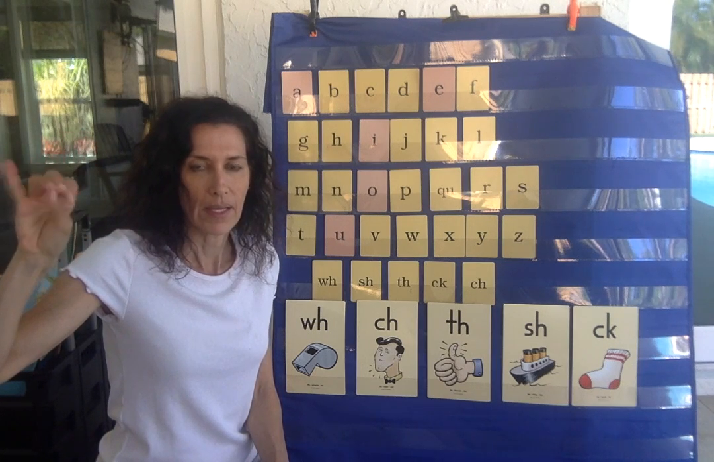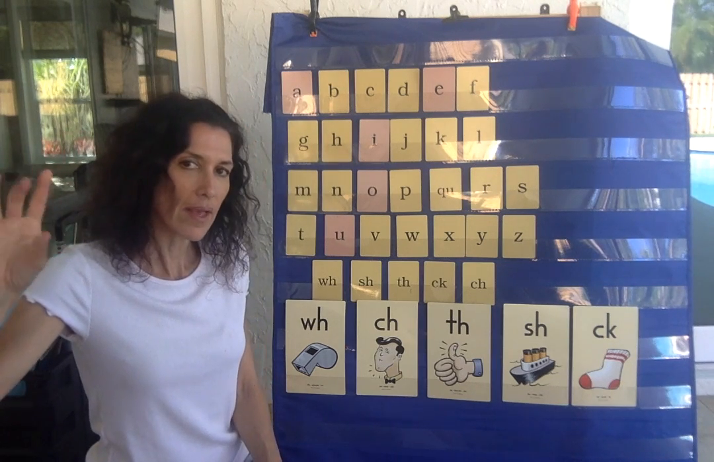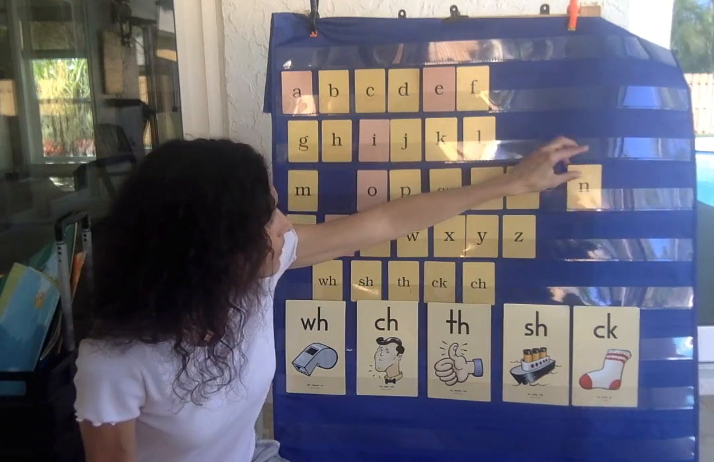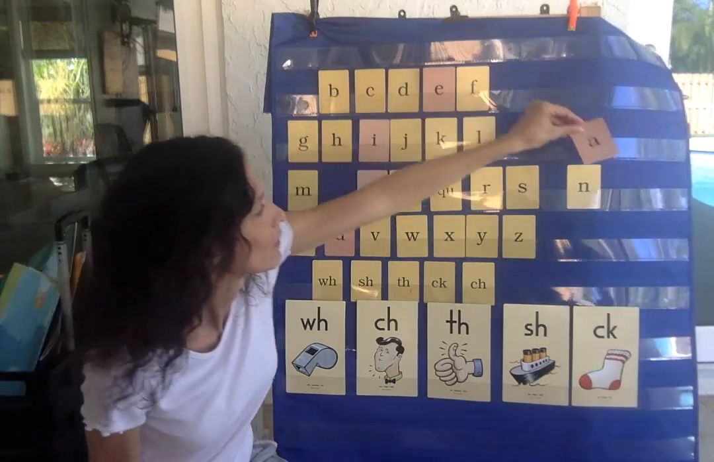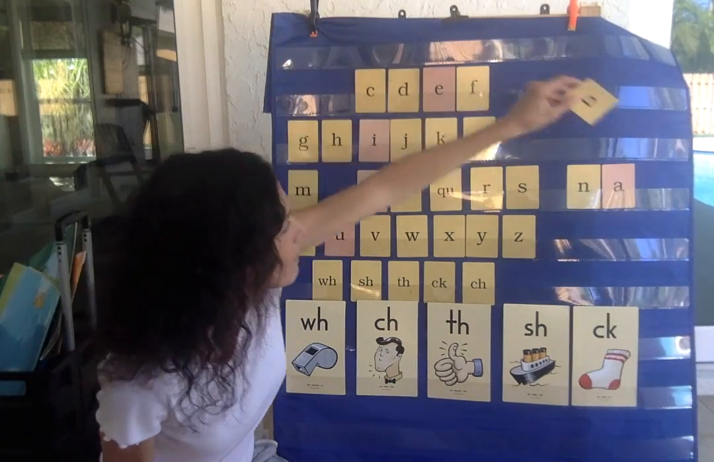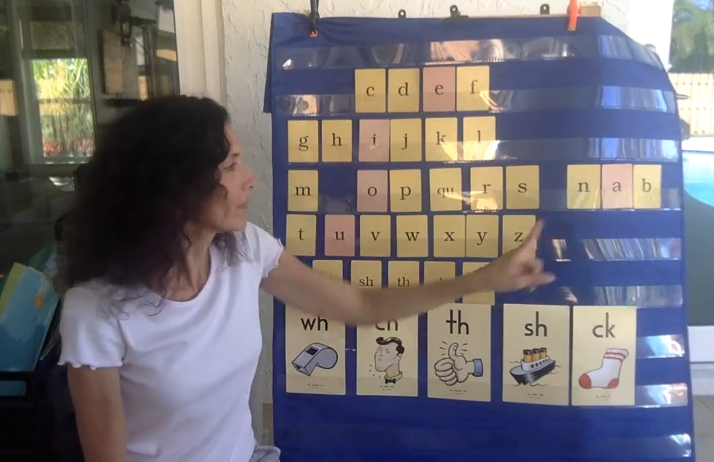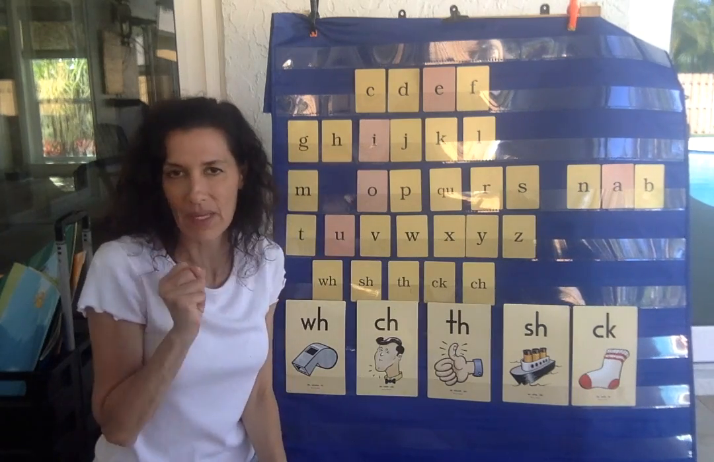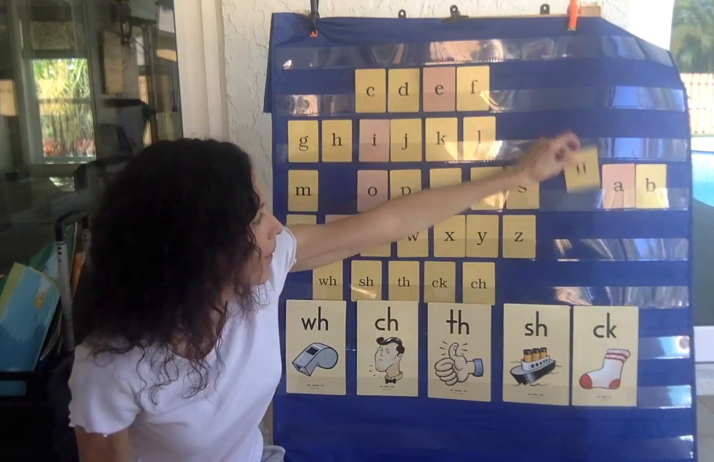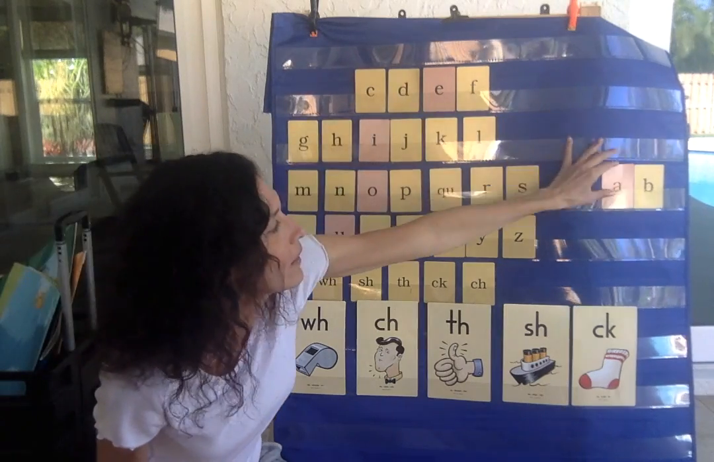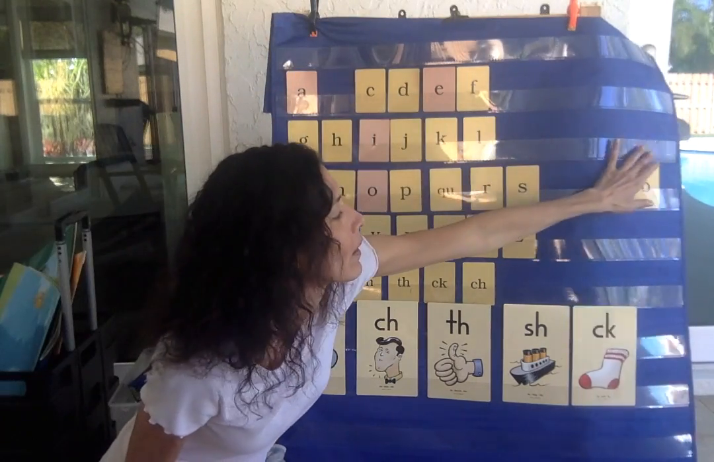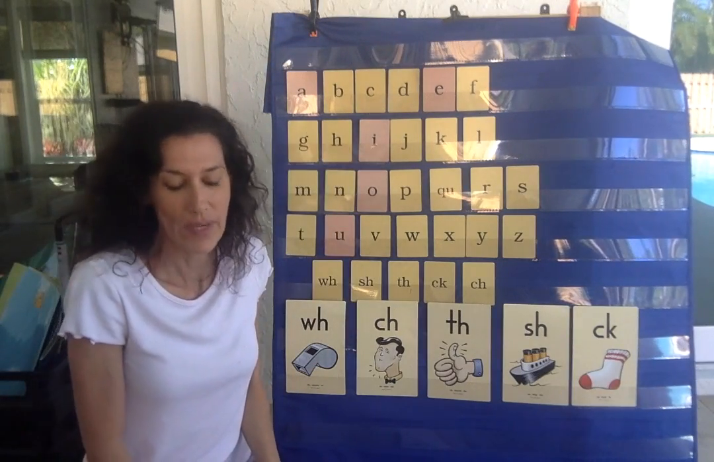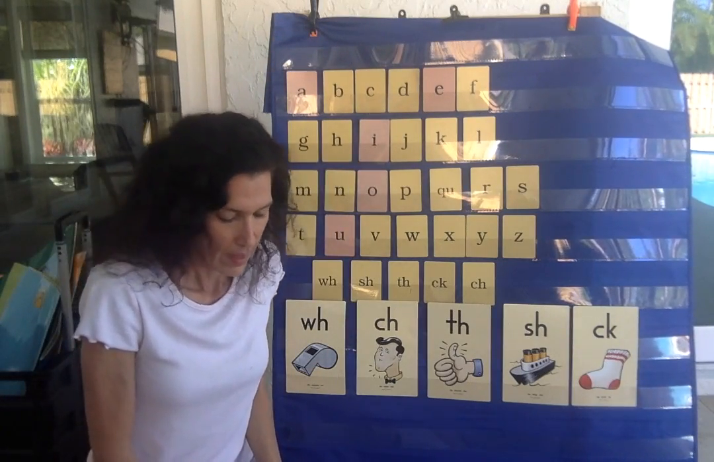Ab. Nab. Ab. So what's that first sound? Ab. Nab. You see that? N-A-B. Nab. And nab is like to get something. Like, oh, I nabbed it. Nab. Let's spell it back to my board. Nab.